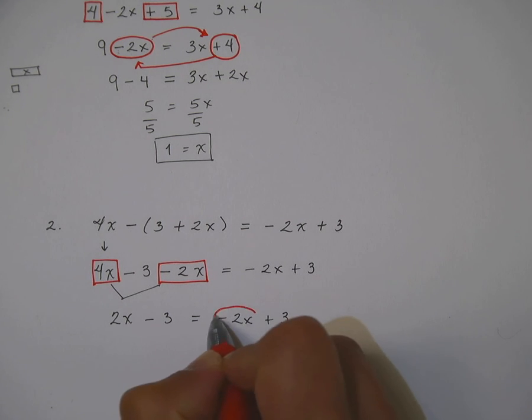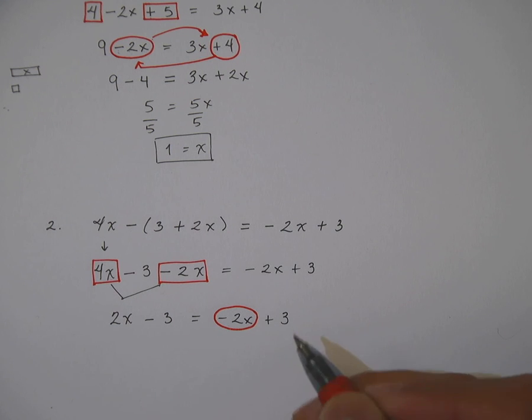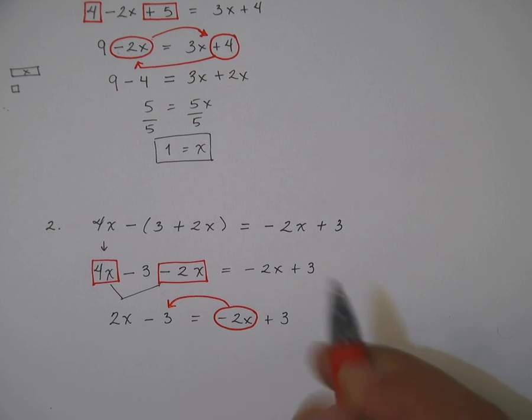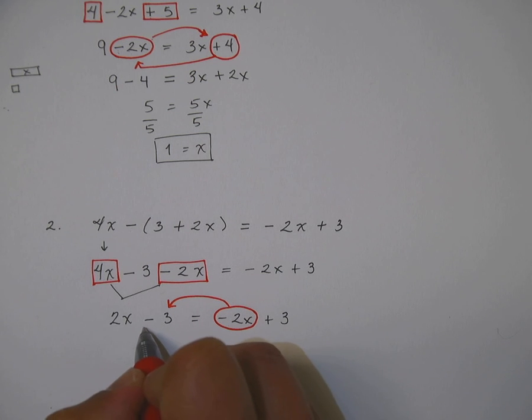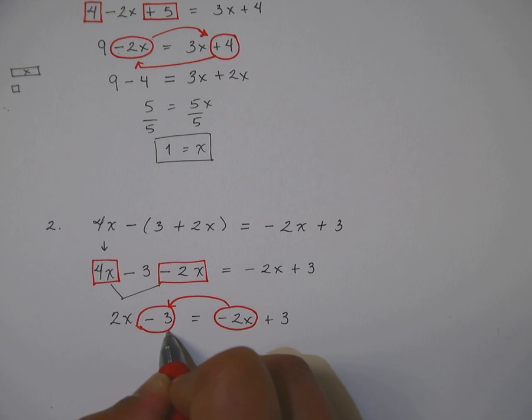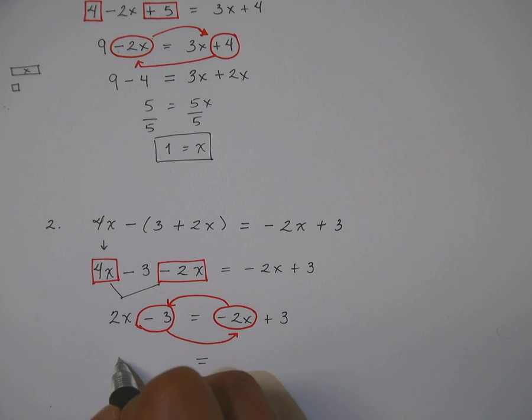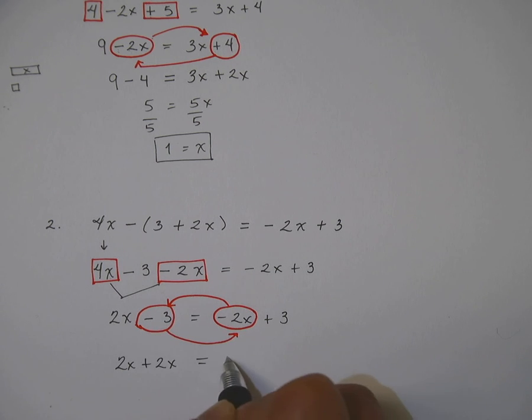So this negative 2x, I'm going to bring them over to the left now, just to keep everything positive. So here we go. And then this guy, this negative 3, let me just circle him, and then bring him across. They're going to switch sides. So they're going to become positive. So this 2x is here. Negative 2x becomes a positive 2x. Negative 3 becomes a positive 3.